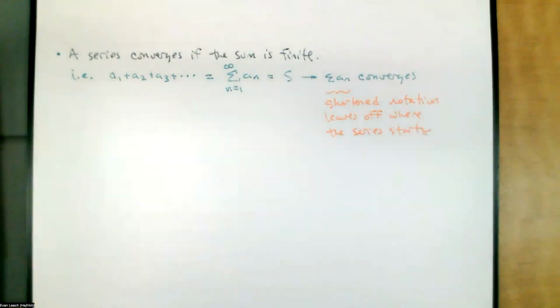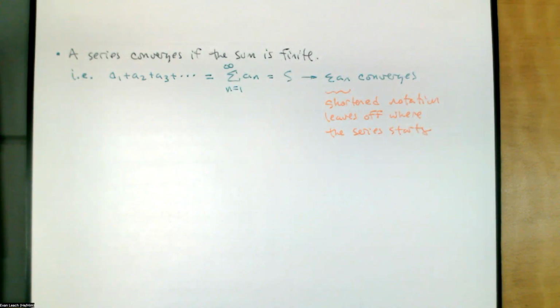So our shortened notation leaves off where the series starts, whether we start the counting at 1 or 0 or 10. If the sum of an infinite number of terms is finite, then cutting off 10 terms, the sum will still be finite. If the sum of an infinite number of terms is infinite and we cut off 10 terms, the sum will still be infinite. The important part of the notation is the implied infinity at the top.